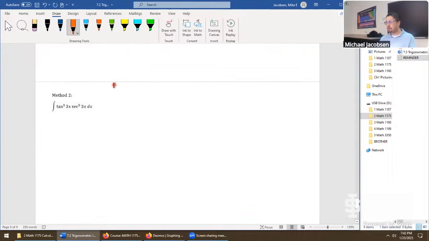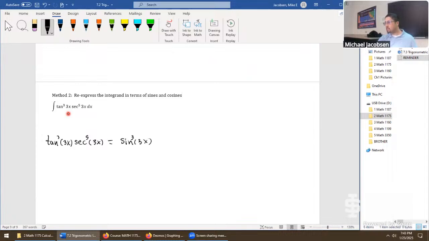Let's say for method 2, re-express the integrand in terms of sines and cosines. There we go. So going back to the integrand, like you said, tangent cubed 3x is just sine cubed over cosine cubed. Secant to the 5th 3x will turn into sine cubed 3x divided by cosine cubed 3x. The secant to the 5th now turns into 1 over cosine to the 5th of 3x. So this is now sine cubed 3x over cosine to the 8th 3x.